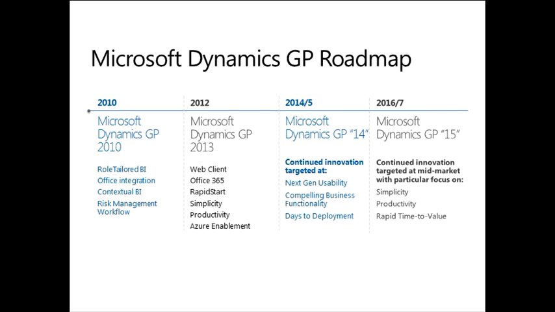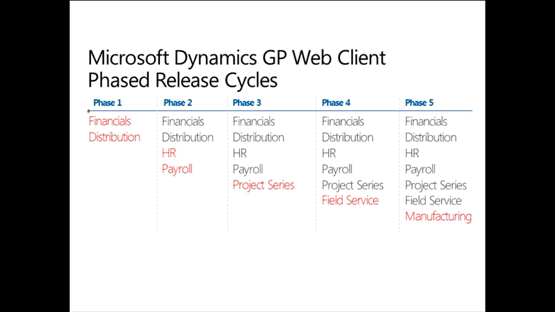The web client. When we release in December, the web client will not have everything in Dynamics GP, but what's nice about it is you can run in mixed mode. So some people can run the desktop client and other people can run the web client. When we do phase 1 in December, it'll have financials and distribution. So, for example, let's say you're using HR and payroll. What that would mean to you is you could deploy the web client and use financials and distribution, but the payroll clerks or the people running payroll would have to have the desktop client in order to access that functionality.